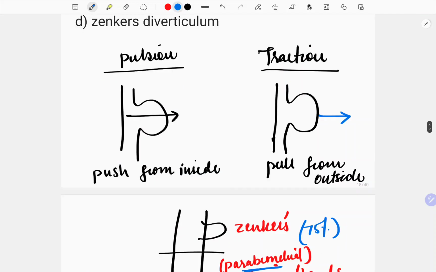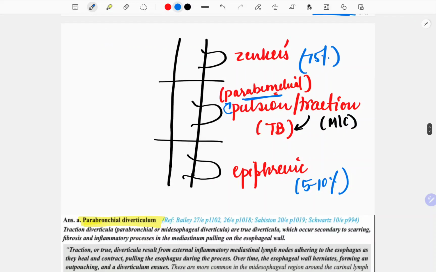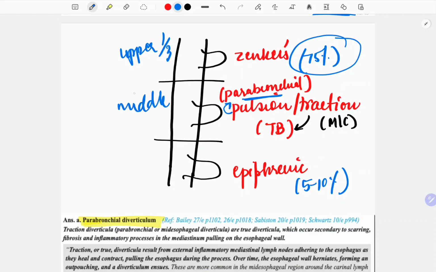not of the colon or the small intestine. So the types of diverticulum in the esophagus can be pulsion and traction. Pulsion is when the push is from the inside, and traction is when the pull is from the outside. When the surrounding structures get fibrosed, then the mucosa and the muscle layer can be pulled, and it can result in a diverticulum. Just look at it. 3 parts have different types of diverticulum. The upper 1/3 has Zenker's diverticula, which is the most common diverticulum of the esophagus as well. Now the middle 1/3 has both the pulsion as well as the traction type. In the pulsion, the most common is the parabronchial type.